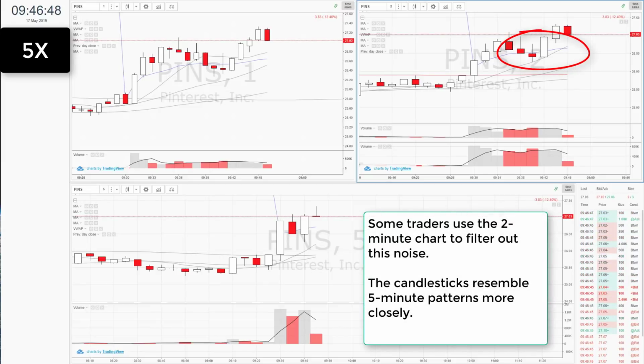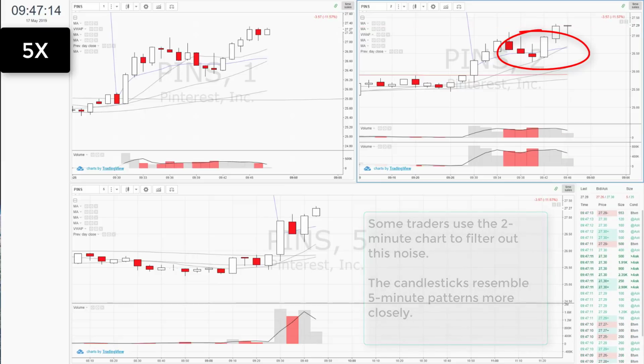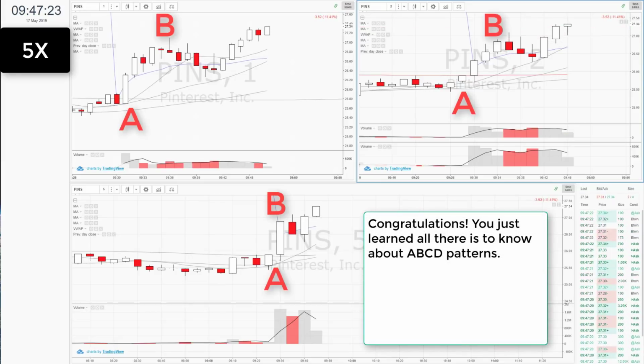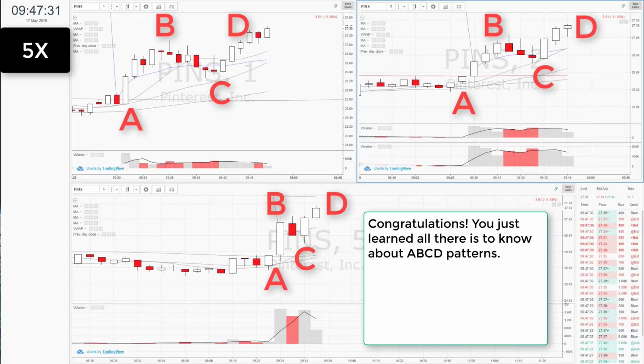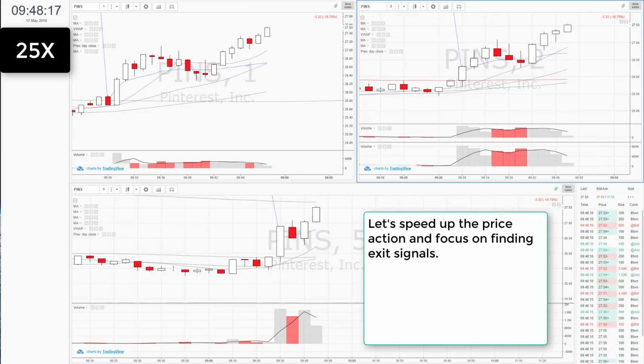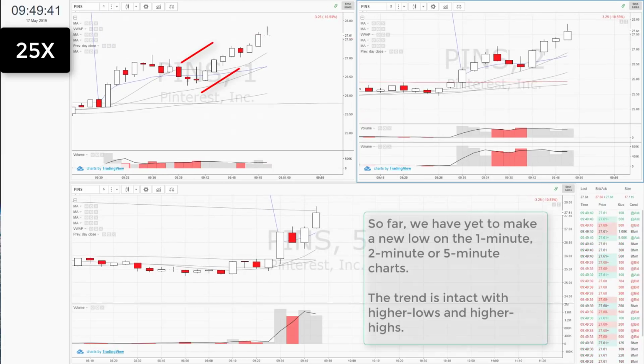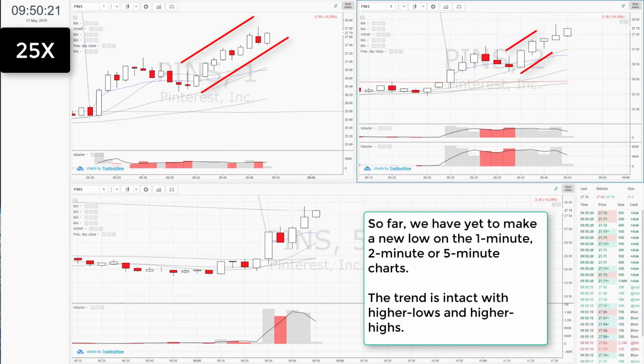Some traders use the 2-minute chart to filter out this noise. The candlesticks better resemble 5-minute patterns. Congratulations, you just learned all there is to know about ABCD patterns. Let's speed up the price action and focus on finding exit signals. So far, we have yet to make a new low on the 1-minute, 2-minute, or 5-minute charts.